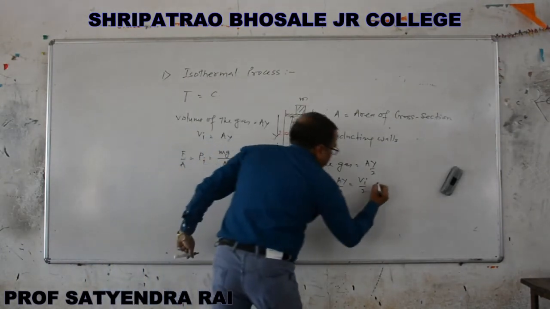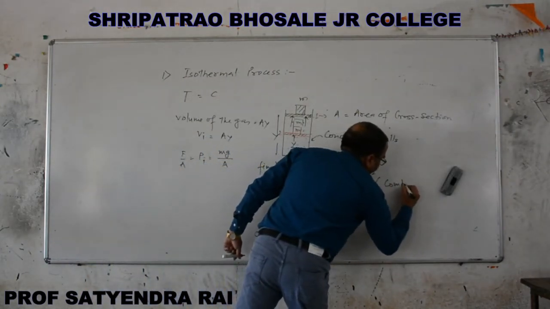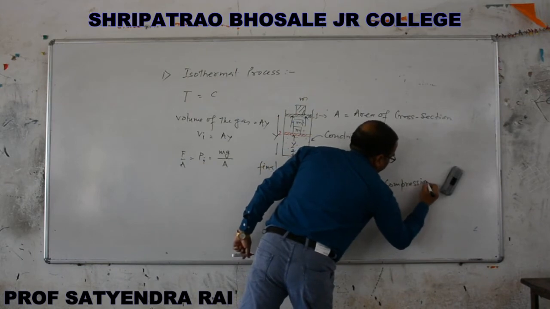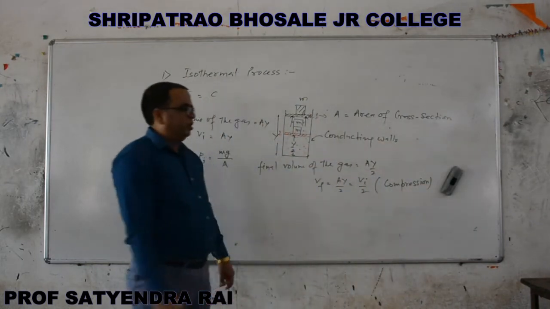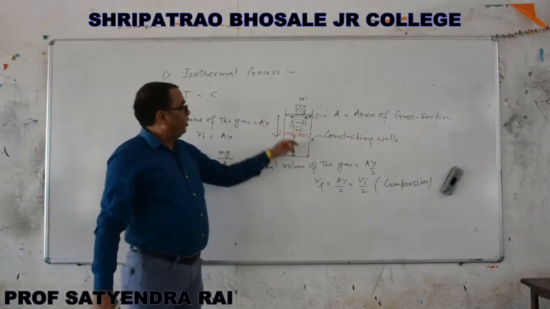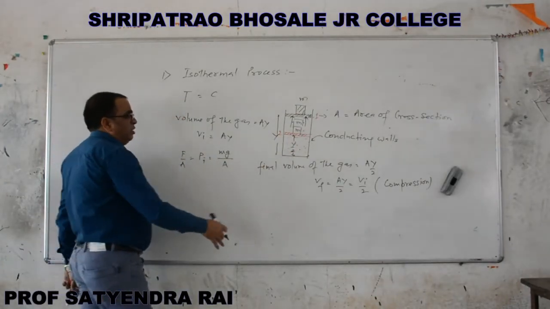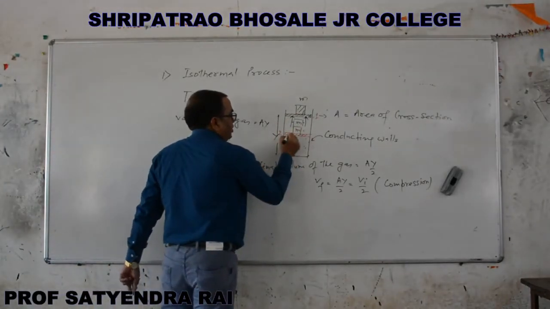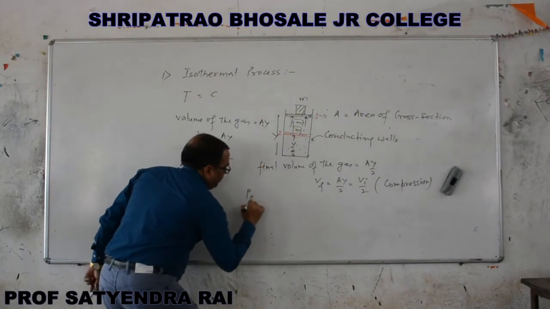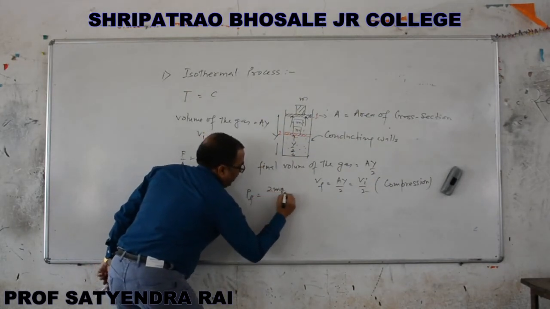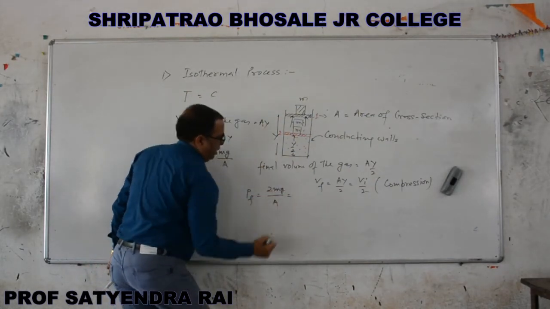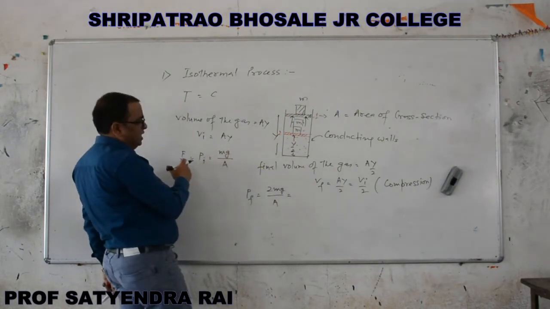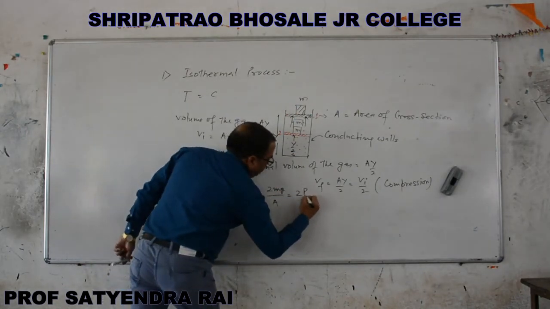That simply means the gas is undergoing a process called compression. So this is the compression of the gas. When the gas is compressing, at the same time the final pressure, P final, will obviously be twice mg upon A, that is, twice the initial pressure.